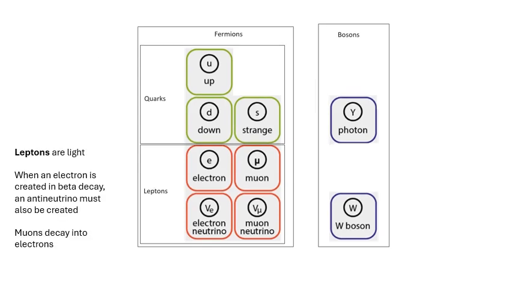Leptons. Leptons are light. Hadrons are heavy. Leptons are light. For example, the electron. The electron is a type of lepton. But then you've also got muons, and you've got neutrinos. There's electron neutrinos and there's muon neutrinos. These are the ones you need to know. Muons, if you do special relativity later on, there's an interesting experiment involving them. What do you need to know? Leptons are light. When an electron is created in beta decay, then an antineutrino must also be created.